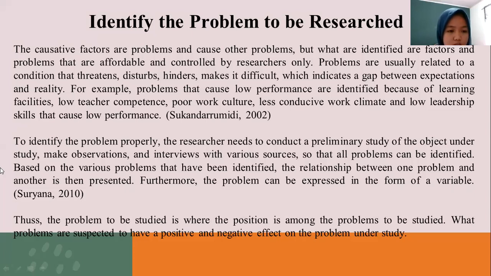According to Suryana 2010, to identify the problem properly, the researcher needs to conduct a preliminary study of the object under study, make observation and interview with various sources, so that all problems can be identified. Based on the various problems that have been identified, the relationship between one problem and another is then presented. Furthermore, the problem can be expressed in the form of a variable.